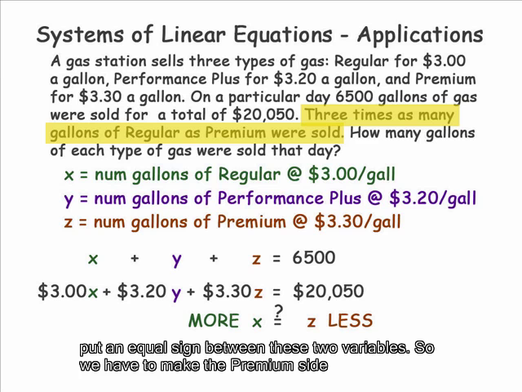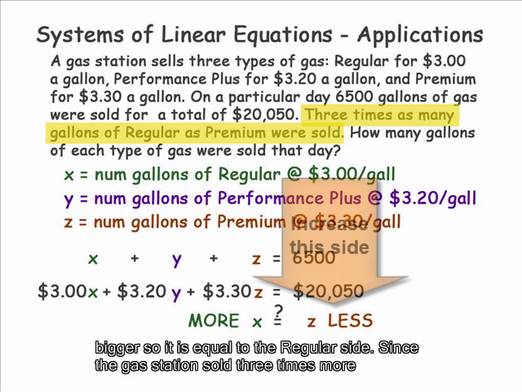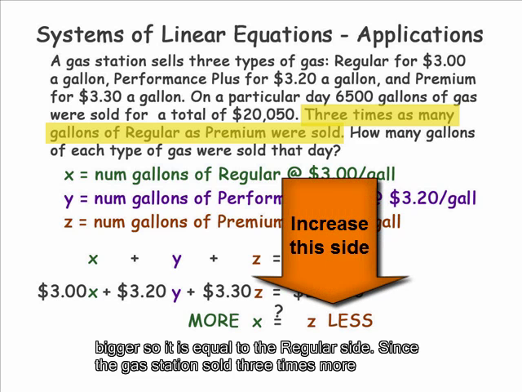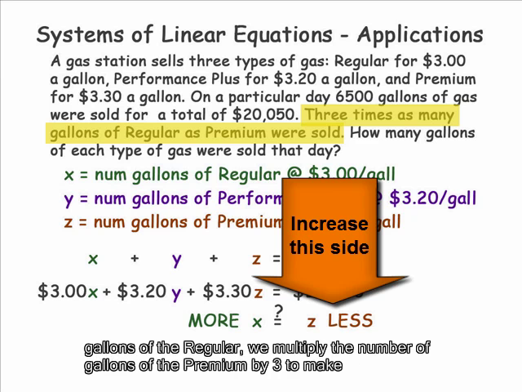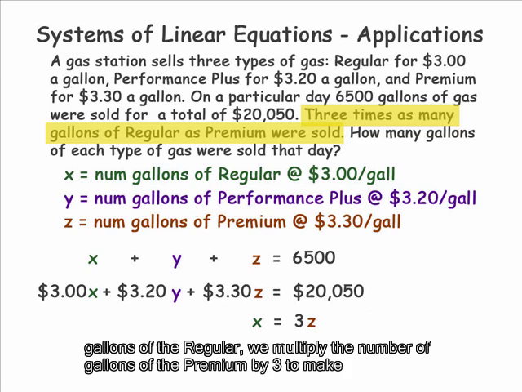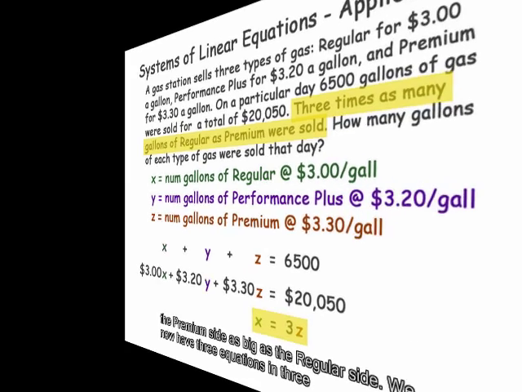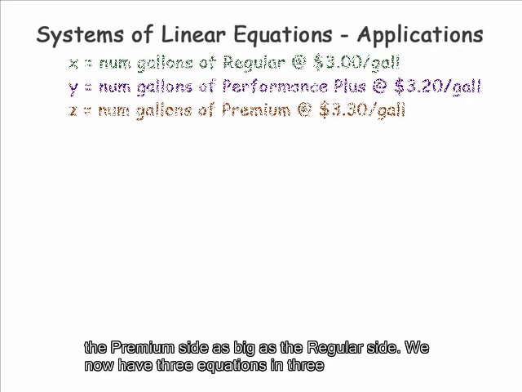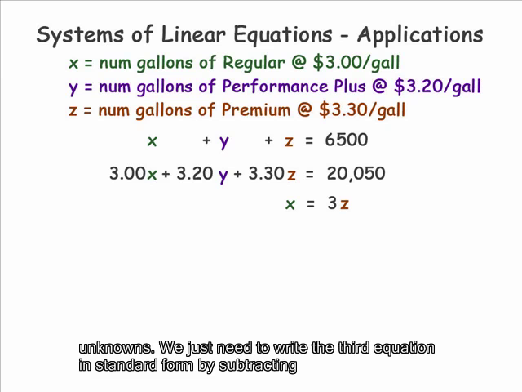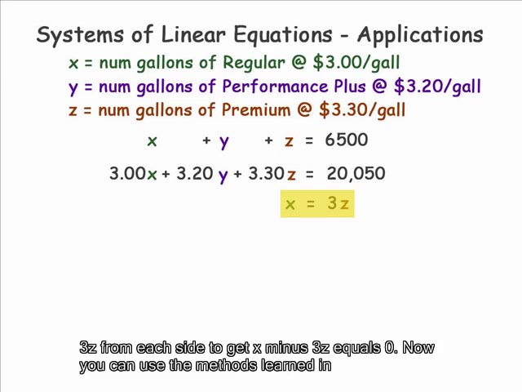So we have to make the premium side bigger so it is equal to the regular side. Since the gas station sold 3 times more gallons of the regular, we multiply the number of gallons of the premium by 3 to make the premium side as big as the regular side. We now have 3 equations and 3 unknowns. We just need to write the third equation in standard form by subtracting 3z from each side to get x minus 3z equals 0.